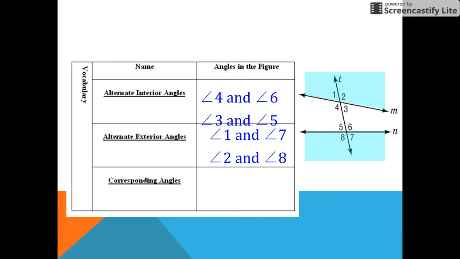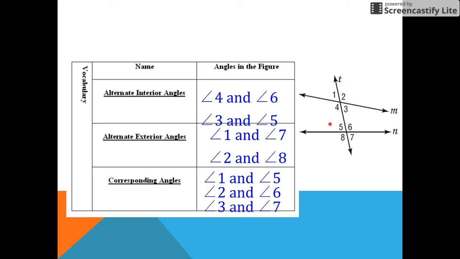Then finally, the last type of angle pair are called corresponding angles. If you look at the example, the first pair of corresponding angles is angles 1 and 5. Corresponding means that they're in the same zone of the intersection relative to the transversal and the line that the transversal is crossing. So angle 1 is in the top left and angle 5 is in the top left. Other corresponding angle pairs are 2 and 6, 3 and 7, and 4 and 8.